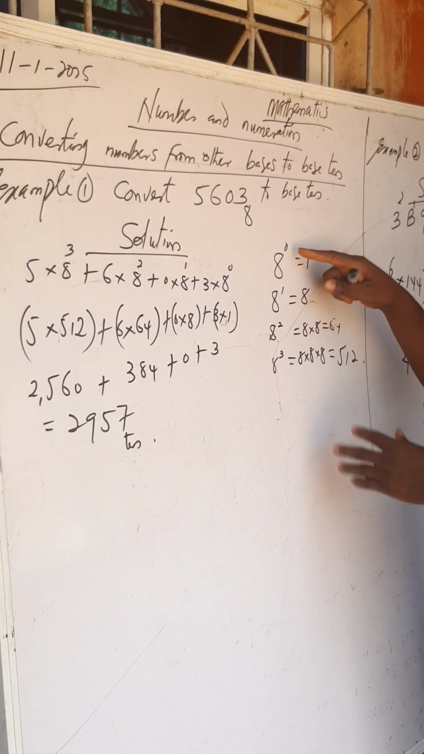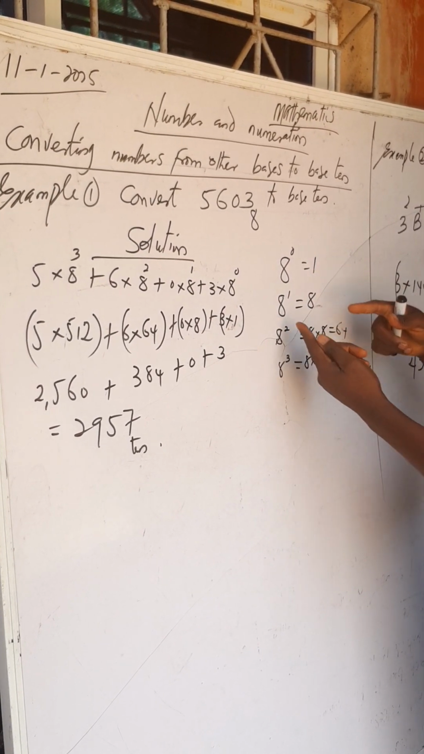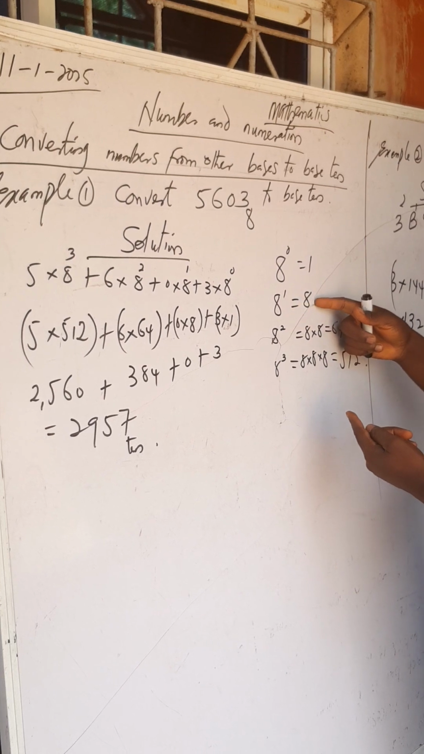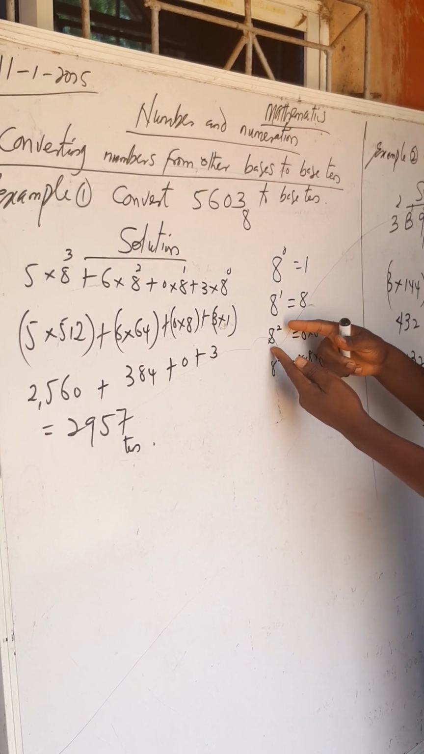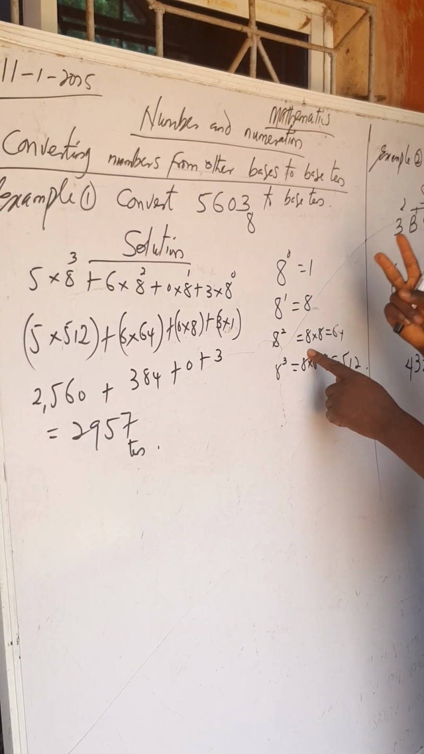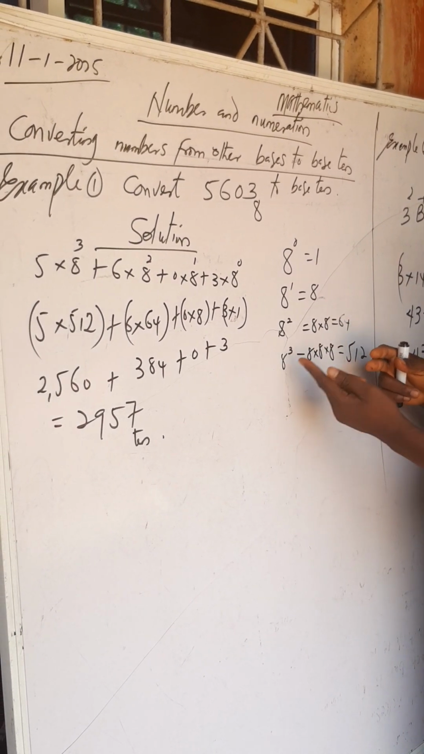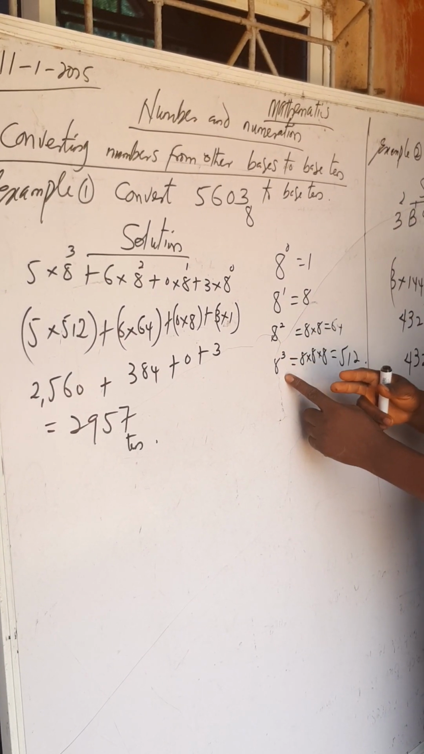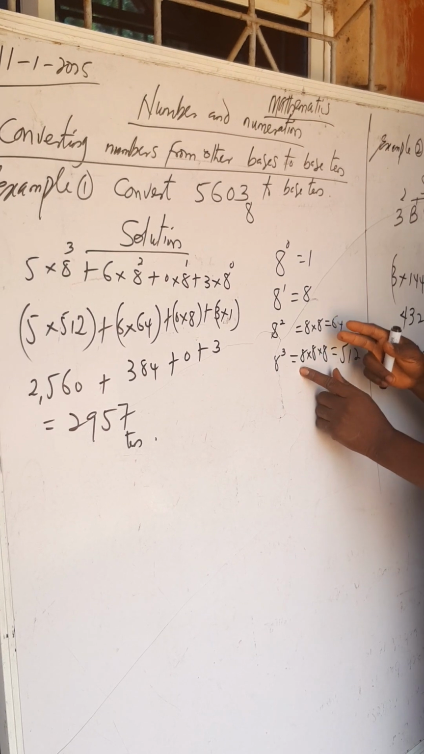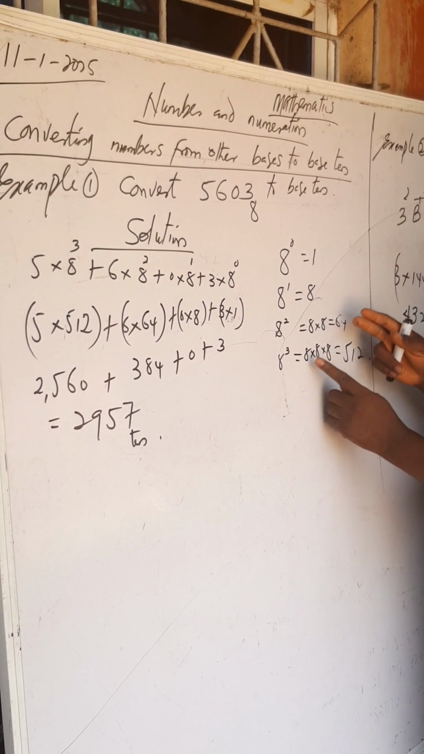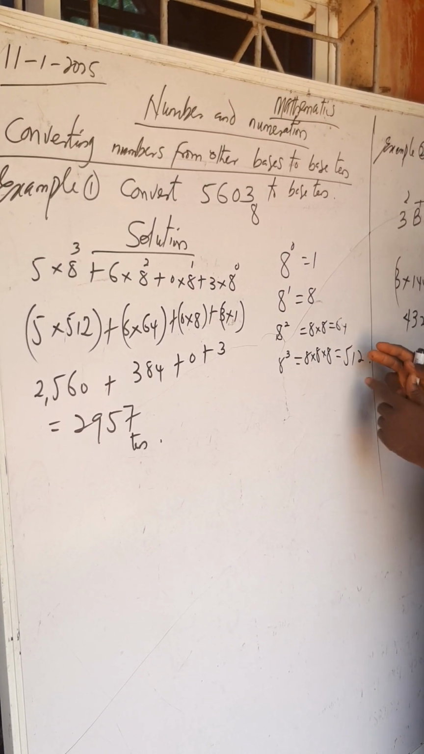8 raised to power 0. Anything raised to power 0 is 1. 8 raised to power 1 is equals to 8. 8 raised to power 2 means 8 in 2 places, 8 times 8, and that is equals to 64. Then 8 raised to power 3 means 8 in 3 places, 8 times 8 times 8. That will give you 512.